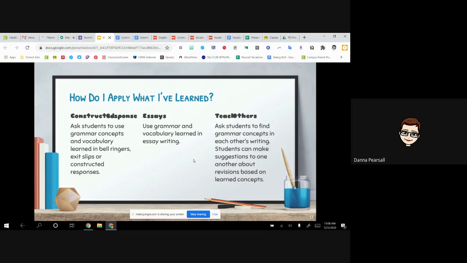And if you are using student conferencing, and maybe each student has their own grammar skill that they're working on, they should know what that is and have it written down somewhere. They should know what they're working on, and you could say, use the skill that you are working on in the constructed response. It doesn't have to be everyone doing the same thing. And then essays, I gave you an example of an assignment sheet I would use with essays.